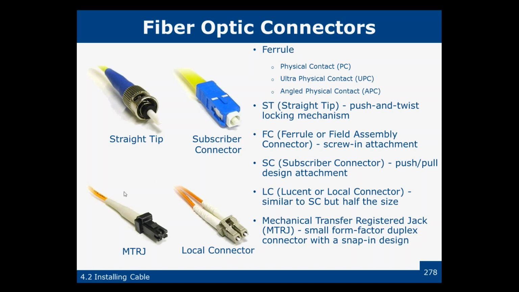Here are four of the different connectors, and you probably will be asked to identify some of them. The straight tip is obviously a straight tip connector. FC, the ferrule, which is not pictured here, is kind of like a bigger version of this. The subscriber connector, the SC here, the Lucent connector, and the mechanical transfer registered jack. All these are different as the systems have progressed over time.